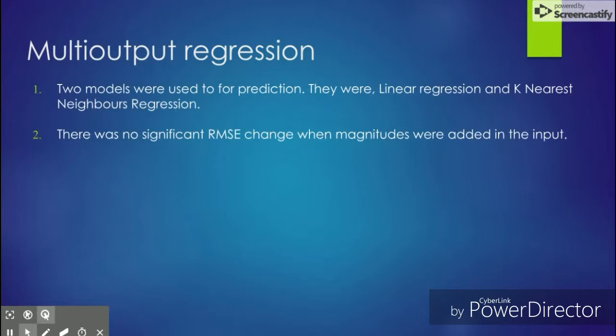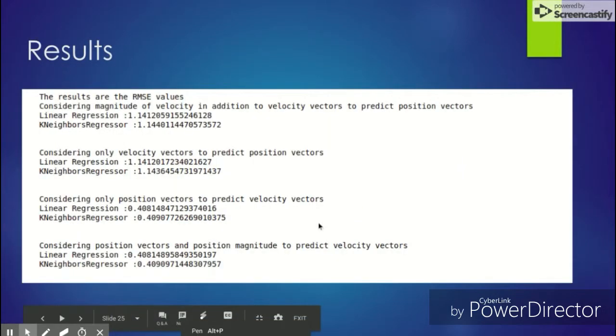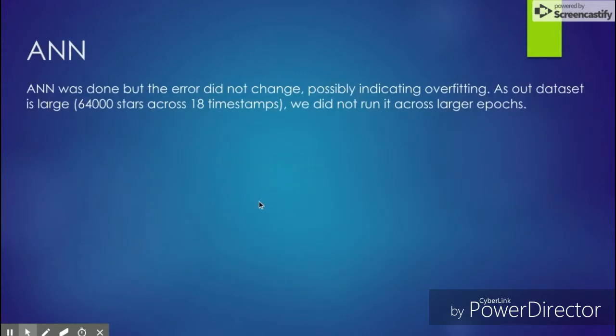Here are the results. As can be seen, linear regression has a smaller RMSE and it also ran faster, as the number of neighbors was 200, which is significant.